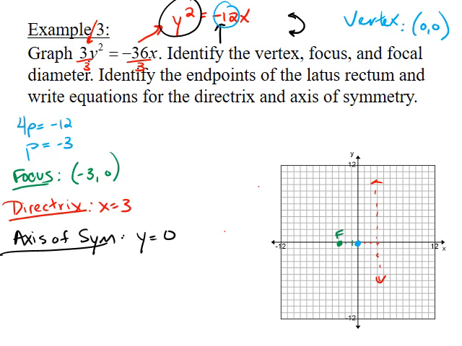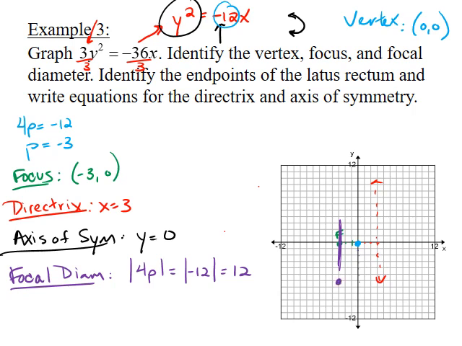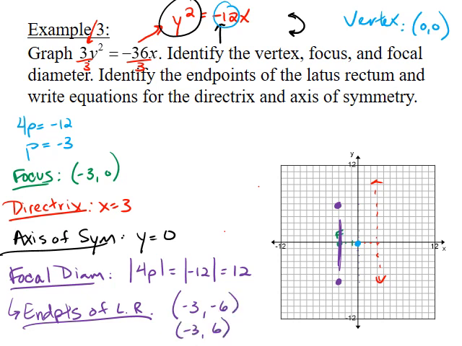We now want to identify how wide this parabola is, so we are going to use the focal diameter. Remember, the focal diameter is the absolute value of 4p, which in this case is the absolute value of 12, or 12. This means this length needs to be 12. Split that in half and you'll get 6. So up 6 and down 6. Here. And here. And while you're at it, you can find the endpoints of the latus rectum, which are negative 3, negative 6, and negative 3, 6. Then go ahead and sketch in your parabola. There you have it.